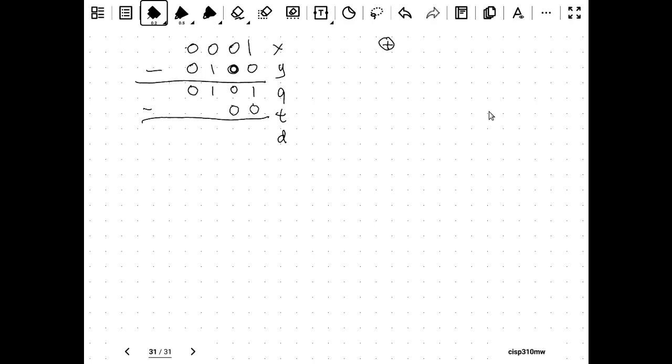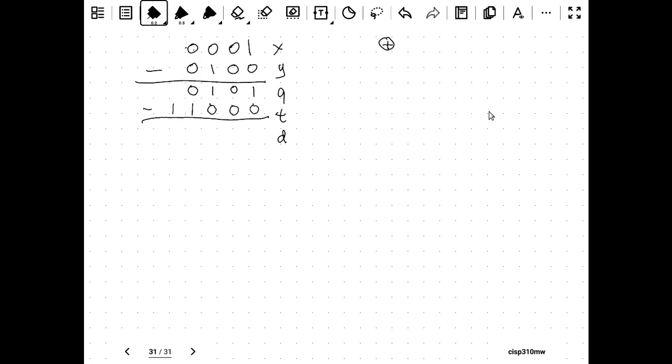0 minus 0 does not have a borrow. 0 minus 0 does not have a borrow. So we have a borrow of 0 over here. 0 minus 1 has a borrow, so we immediately put a 1 over here. And then last, we have 0 minus 0 does not have a borrow, but 0 minus 1 does have a borrow, so we put a 1 over here.